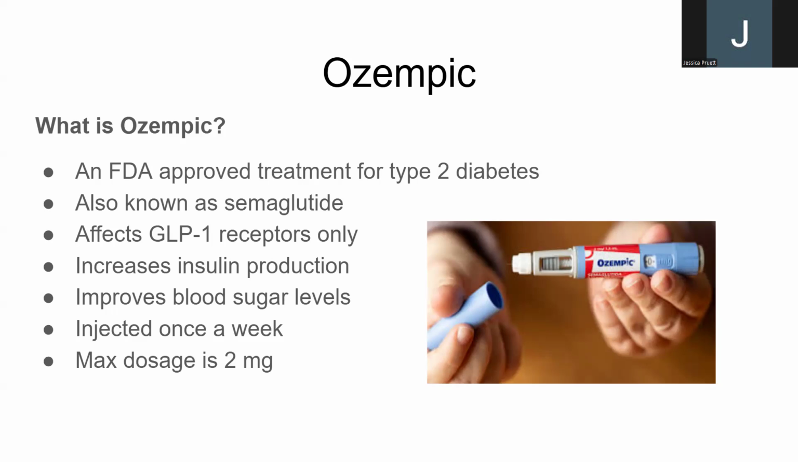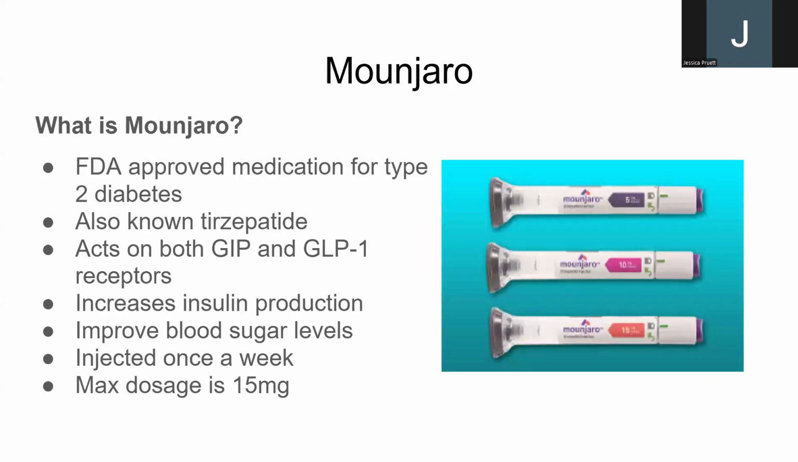Ozempic is injected once a week. The dosage starts at 0.25 milligrams once a week for about a month. And after that month, the dosage can go up. However, the max dosage is 2 milligrams. After that, there's no more of a higher dosage.